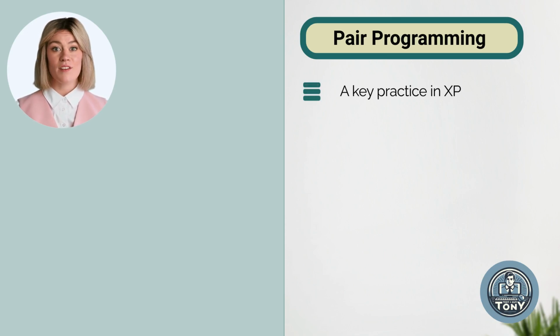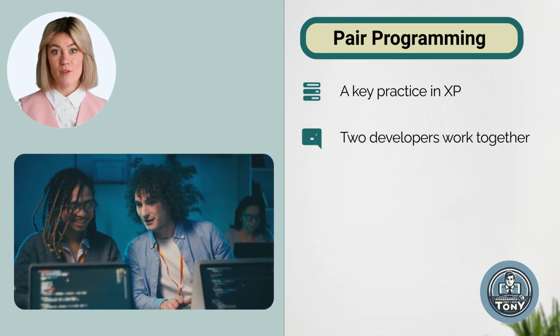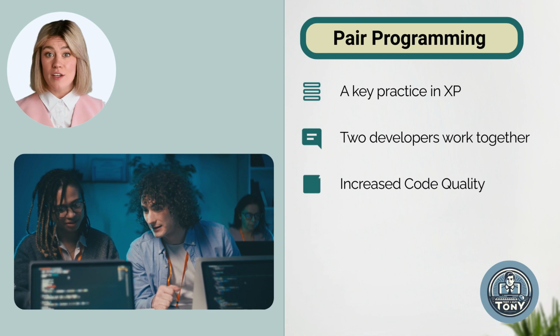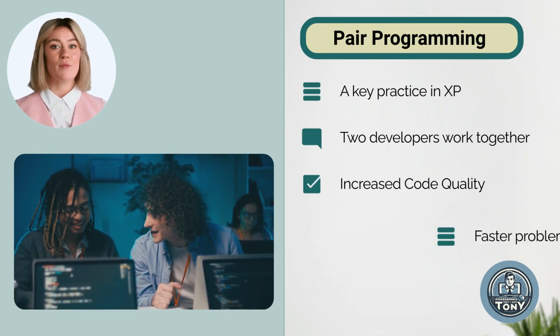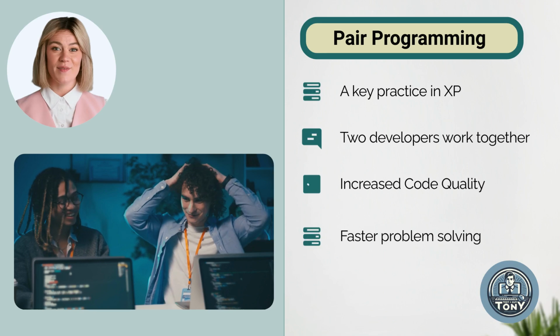Just to recap, pair programming is when 2 developers work together at one workstation. One writes code while the other reviews each line, ensuring code quality and knowledge sharing. This approach can also result in faster problem solving as 2 perspectives are tackling the same challenge.